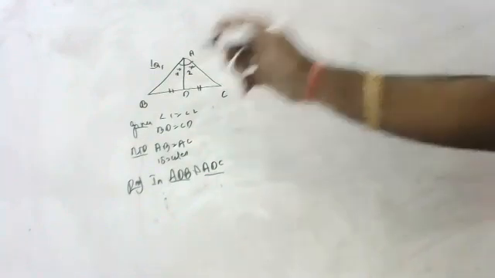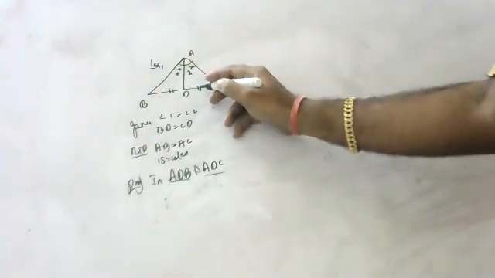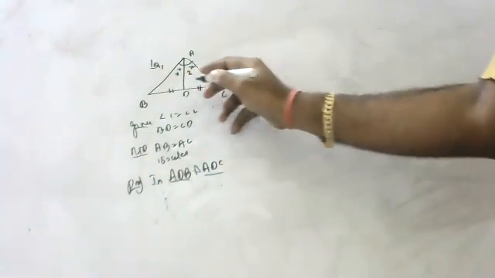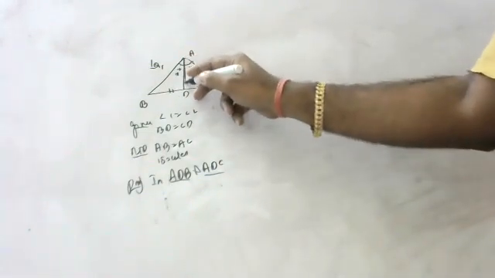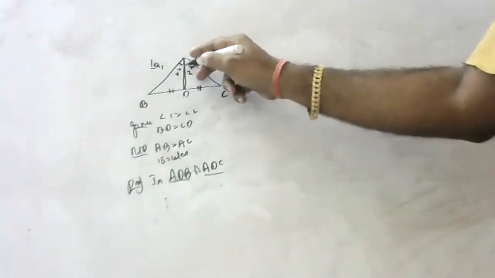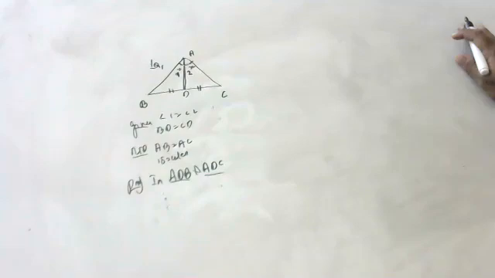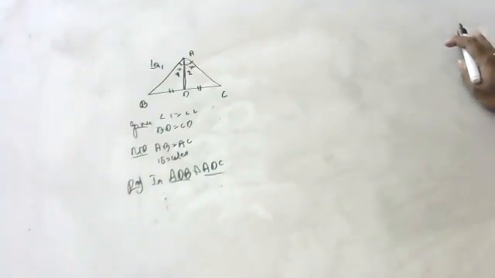Bisects the base means, sir, this is equal to 90. No, 90 degrees. They didn't say 90 degrees. This is equal to this, they said. This is common side, they said. And this angle equal to this angle, they said. That's all. So, which congruency condition will come, children? It also won't come.